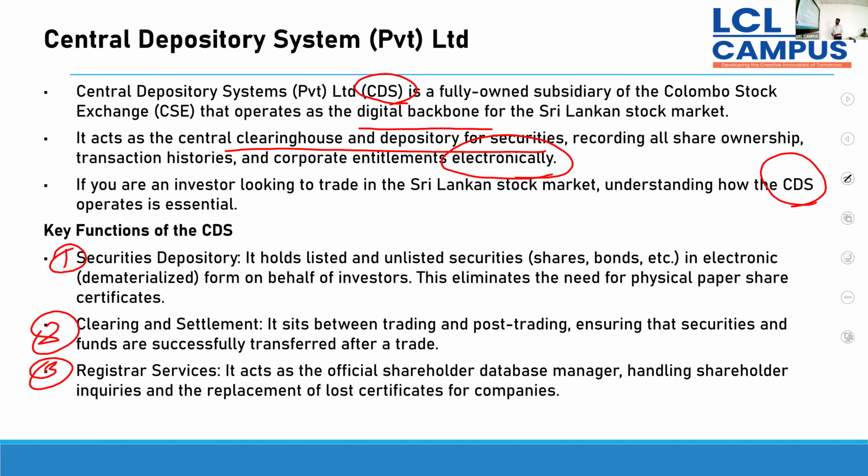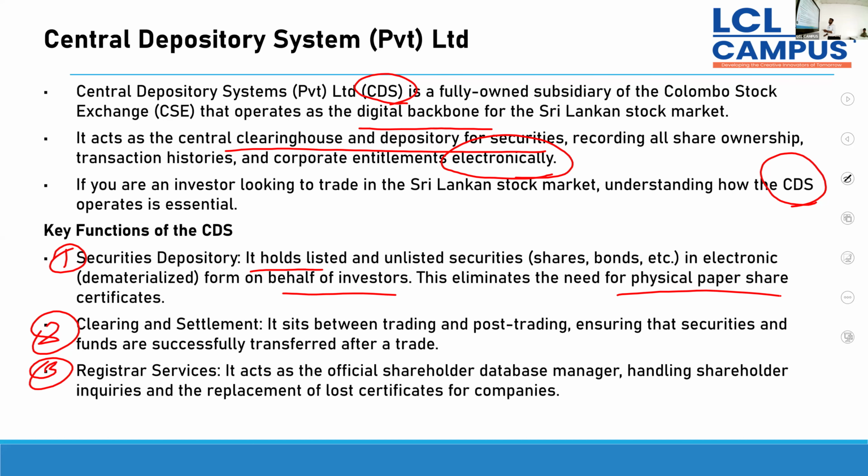So what is this securities depository? It means it holds listed and unlisted securities in electronic form. The main purpose of the CDS is to convert the entire traditional system into electronic form on behalf of the investor. So if you're holding everything in electronic form, you don't need to use what? Physical papers, right?